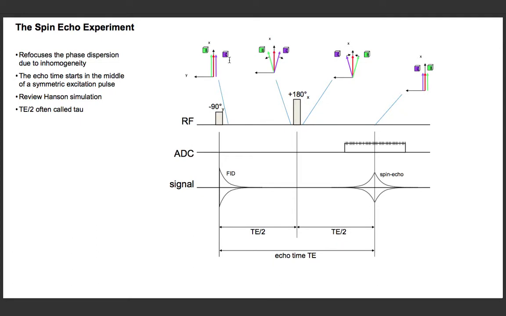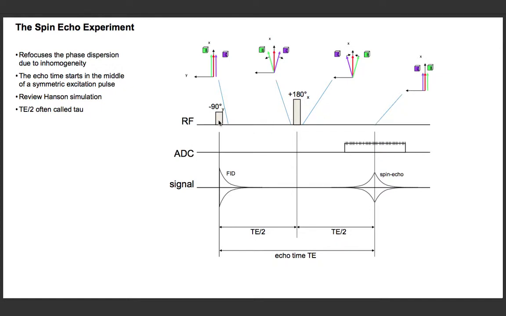But C is still going to rotate in this diagram clockwise faster than B. Because of that, it's going to start coming faster in this direction relative to B. And if you wait the same amount of time, they'll all come back together and be coherent again.